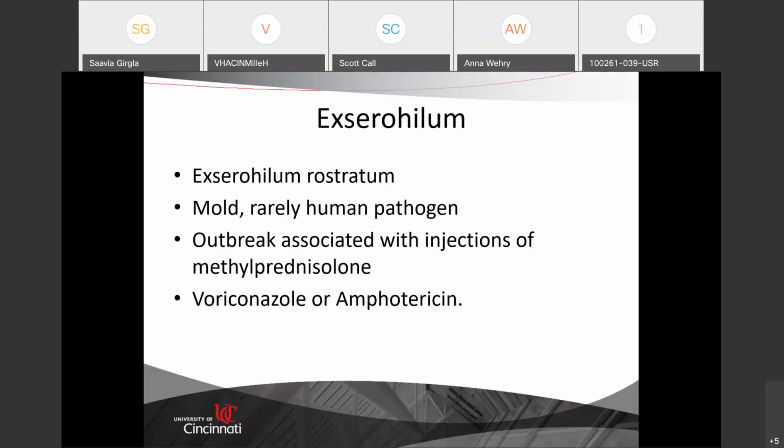And then Exserohilum. In 2012, there was an outbreak with people that were getting epidurals as well as joint infections with methylprednisolone. There was actually a big outbreak, and this was big on the boards for a couple of years. I'm not sure if it's still continuing or not, but just so that you're aware, if your stem has somebody that gets an injection with methylprednisolone, think about Exserohilum, and voriconazole and amphotericin would be your drug of choice.